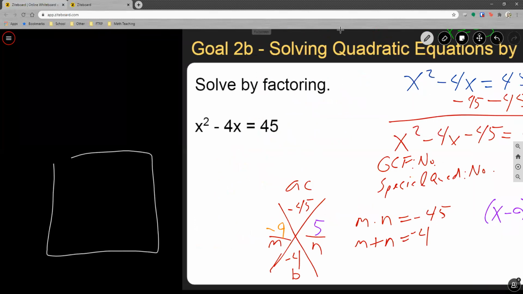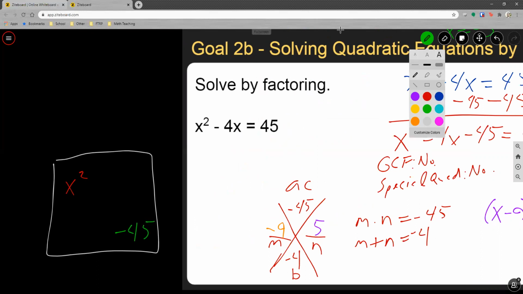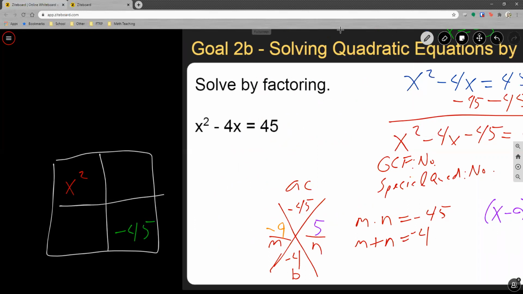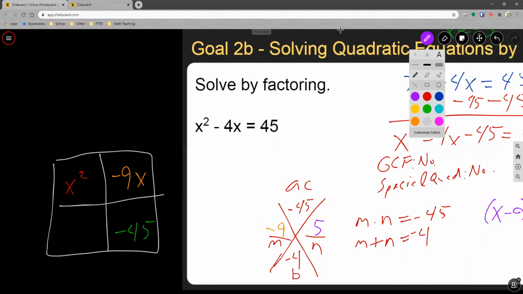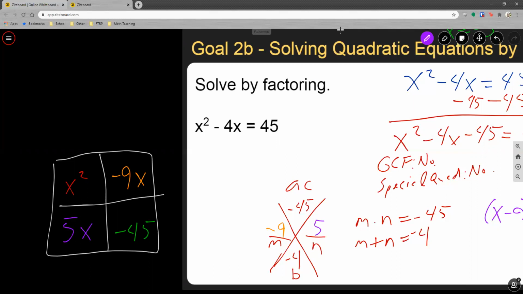But I can do the box method really quickly just to finish it out, since we are still practicing this. Remember, my ax squared goes up here. My c value goes down here. Then I fill in the other two with my mx and my nx. Well, my mx is going to be this, my nx is going to be this. And then I can factor out the rest. This is going to be an x, this is also going to be an x, this is going to be a -9, and this is going to be a +5. And there are my factors once again.